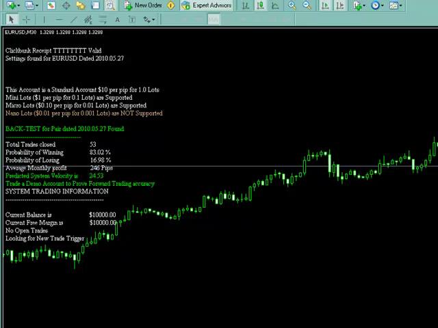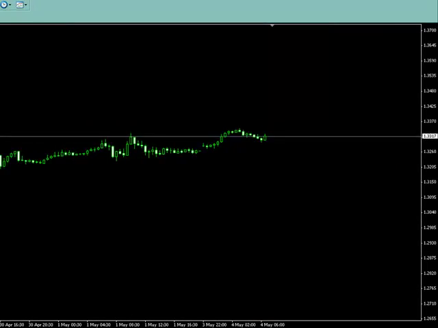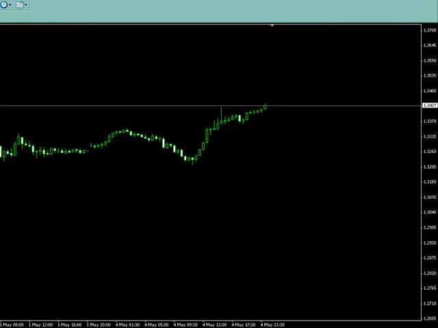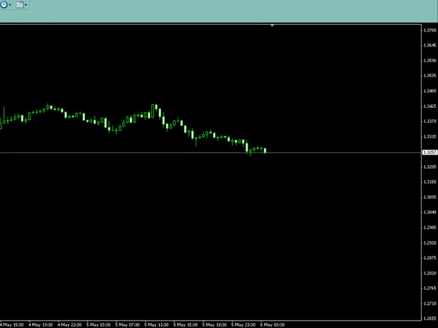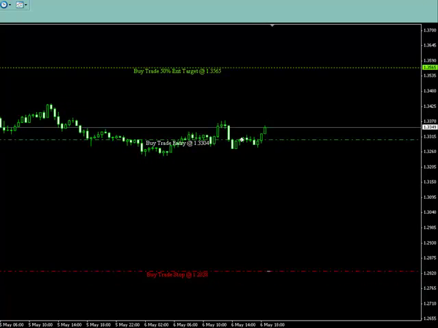So we actually let the system run until an entry occurs. You can see it's looking for a new trade trigger. Okay, now we've actually entered a trade. In this particular instance it's a buy trade.